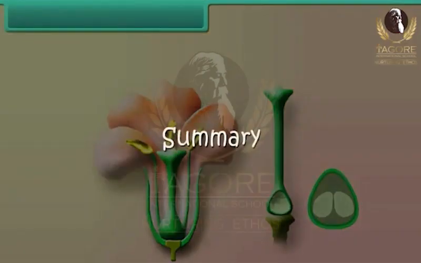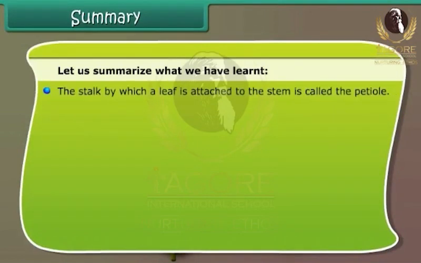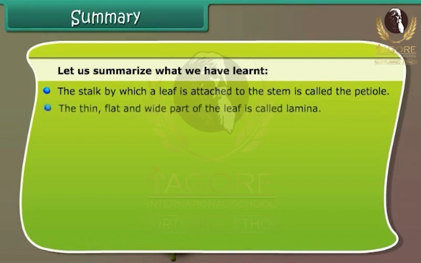Summary. Let us summarize what we have learned. The stalk by which a leaf is attached to the stem is called the petiole. The thin, flat part of the leaf is called lamina.